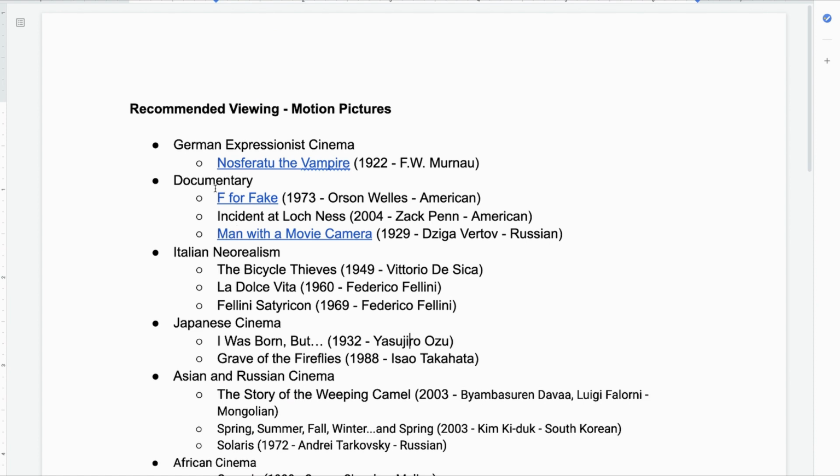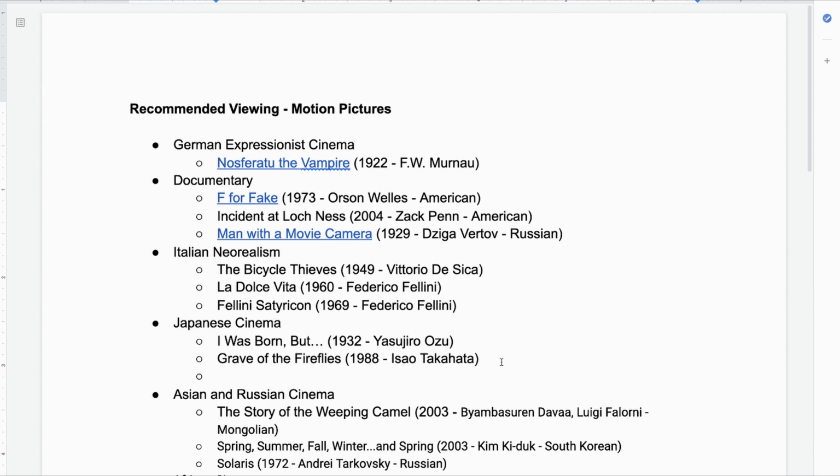So as you can see, I've divided it into categories. I'll go ahead and add Ran here to Japanese cinema. So that was Ran. Did we say 1985? Akira Kurosawa. So I'll look for that for you. So you can see I've got a German expressionist film, Nosferatu the Vampyre, which we learned about during the time when we were actually studying German expressionism.